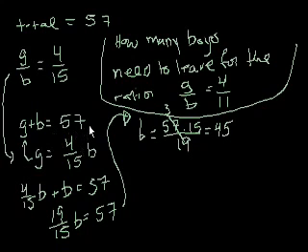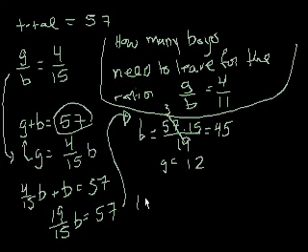And we know that there are a total of 57 kids in the class. g plus b is 57. So we know that there are 12 girls, right? 57 minus 45. Good. So now we know that the current boys and girls are 45 boys and 12 girls. So let's write that down. So there's 12 girls and 45 boys.